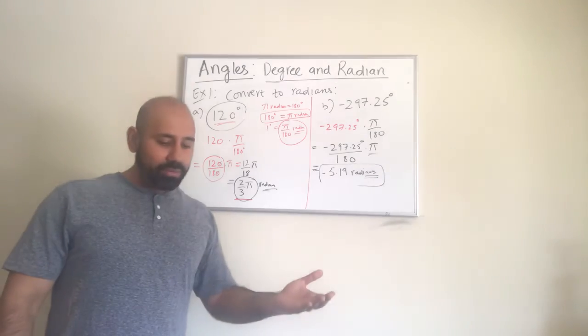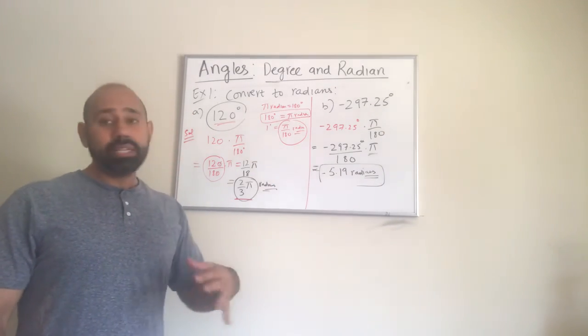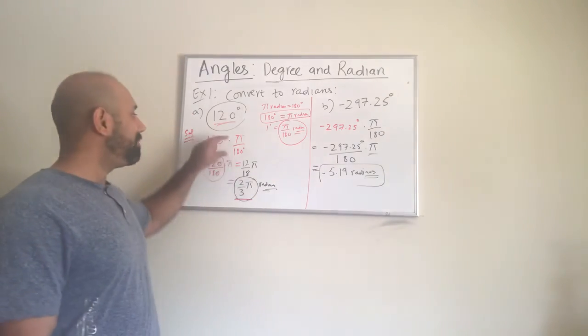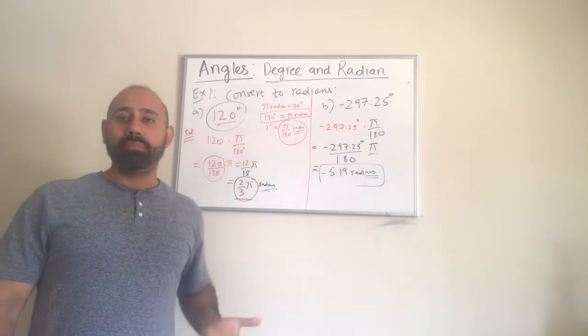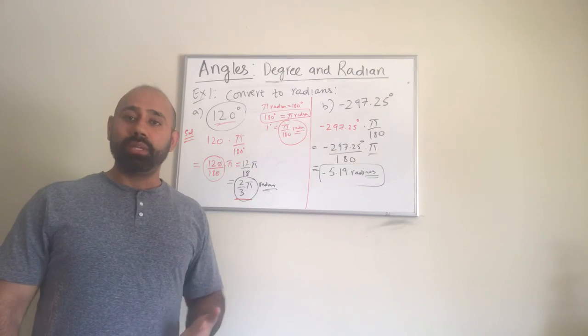And in the other one, when we convert from radians back to degrees, guys, it's just going to be the reciprocal of this. You have to multiply by 180 over pi. I'm going to show you those two examples as well in the next video, guys.